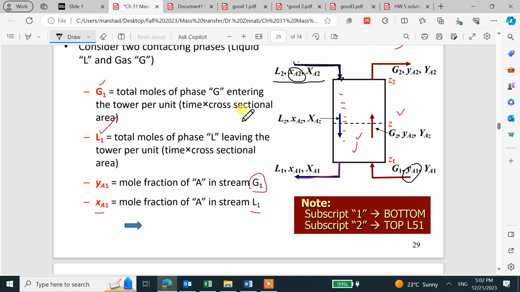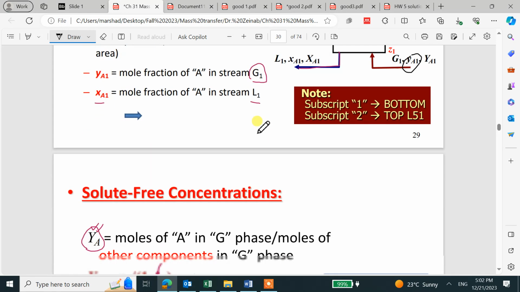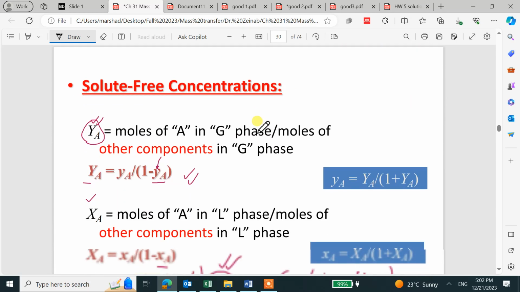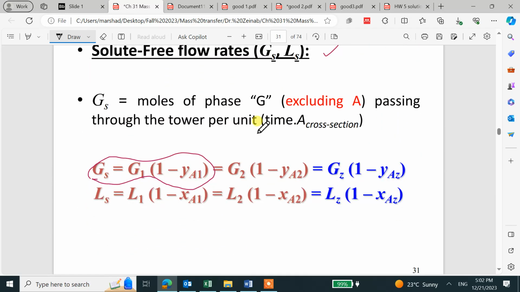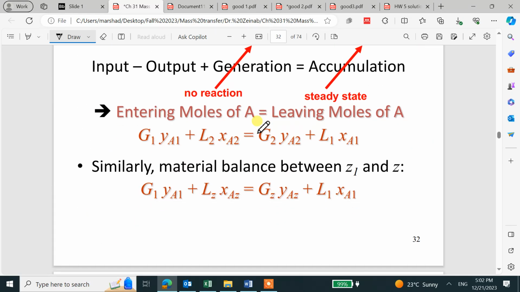And then we need to find the rest using the mole balance. If three of them are given, the fourth one we can find. So how can we find it? By applying a mole balance. So G1, G2, L1, L2: if we use normal mole fraction, what we can do instead is use the solute-free mole fraction with LS and GS.